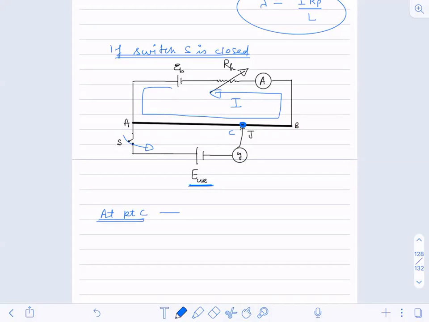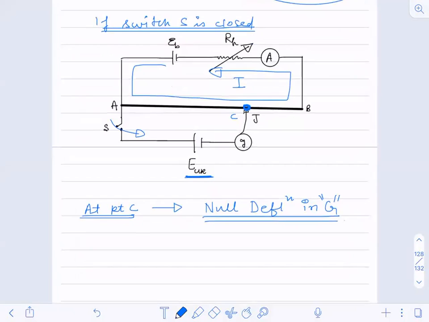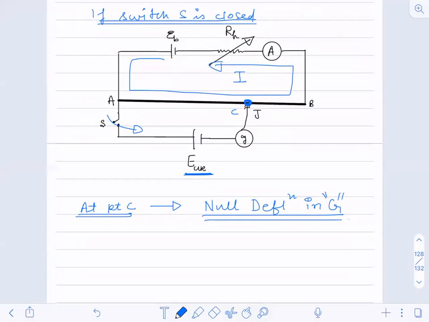what do you see? Null deflection. When you say null deflection, that means there is no deflection in the galvanometer. And what is G? Galvanometer. There is null deflection in the galvanometer, so that means there is no current flowing. Understood?